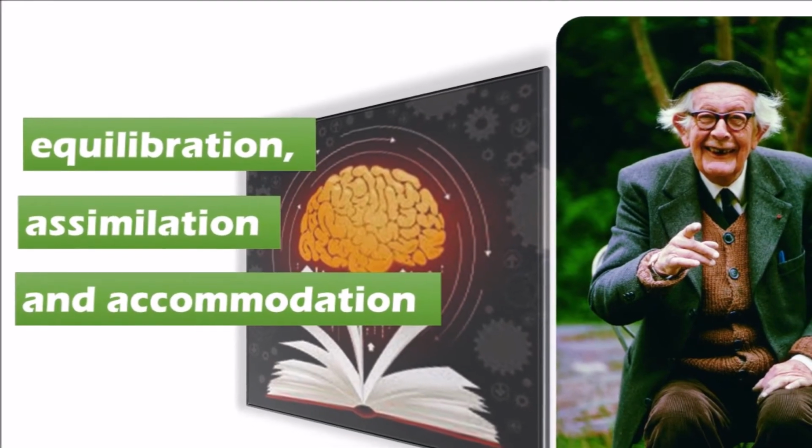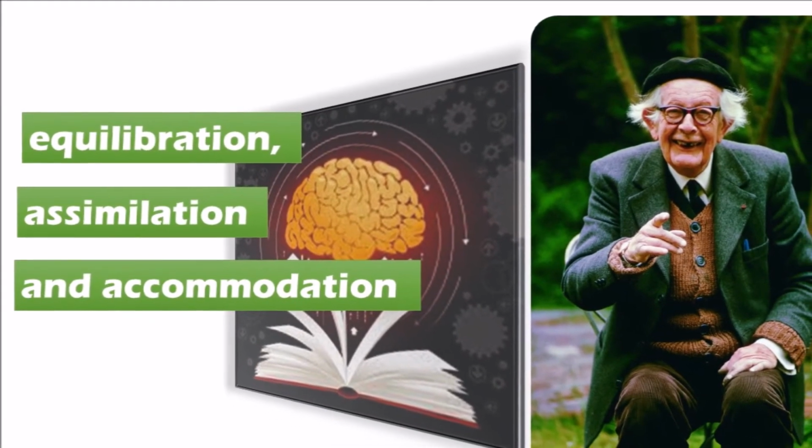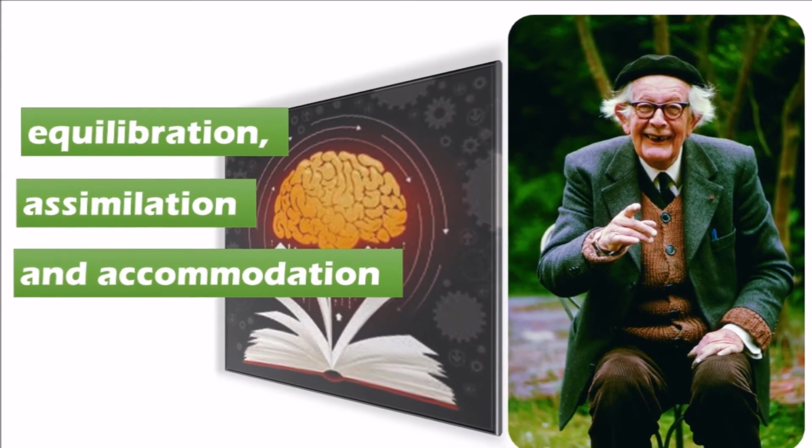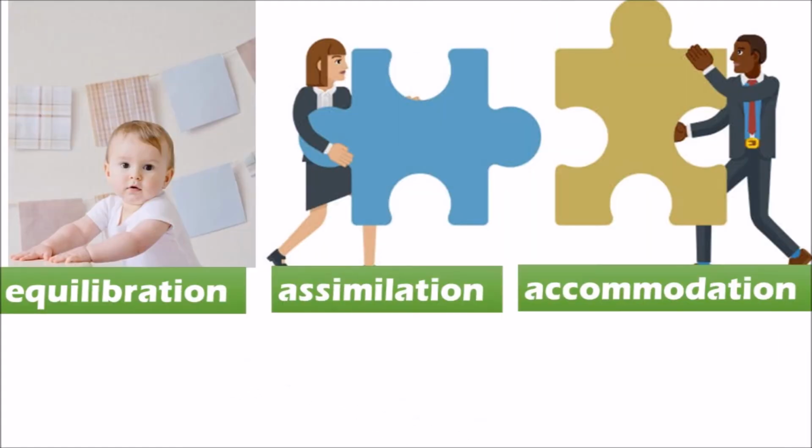Piaget defined three essential components, namely equilibration, assimilation, and accommodation, to describe the growth of knowledge. Equilibration is the central learning mechanism and the motivating force behind cognitive development, which refers to the optimal state of the cognitive structures being consistent with the external environment.